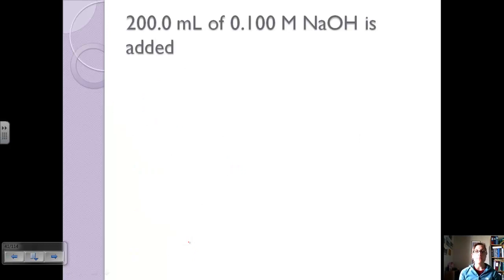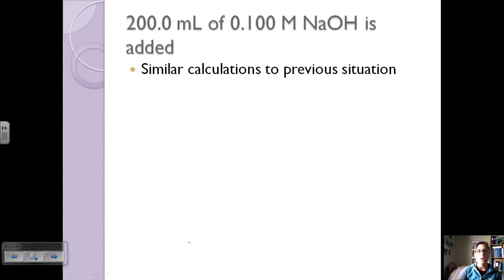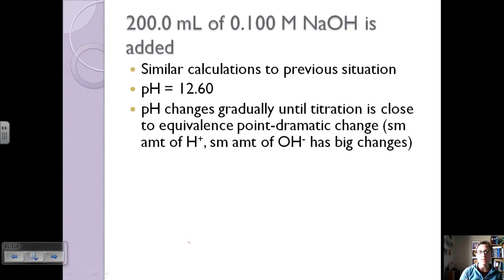Okay, now let's add even more NaOH. Let's add 200 milliliters instead of 150. Well, you're going to do very similar calculations to what we just did. And if you do all those, and you can go ahead and pause and try this on your own, you should get a pH of 12.6. So not too much of a change. Went from 12.4 to 12.6.